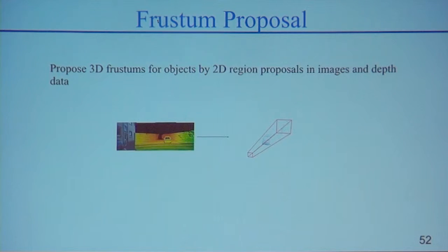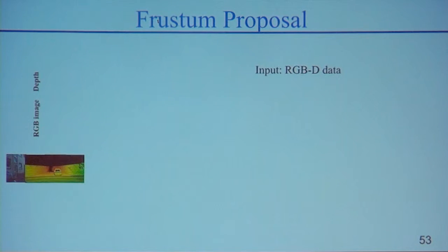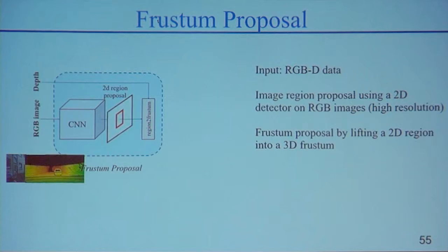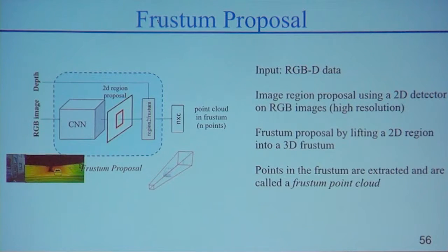So we have an RGB image and 3D point cloud data. We need to get all the LiDAR points in the frustum of a particular detection. How does that work? We take the RGBD data and run it through 2D object detection, which I just gave an overview of. You can pick your favorite 2D object detector, and then you get these 2D detections. Because we have the camera projection matrix, we can lift the 2D region into a 3D frustum. Then you take all the points in the frustum of a particular 2D detection, let's say there are n points. This point cloud corresponding to a 2D detection is called a frustum point cloud.